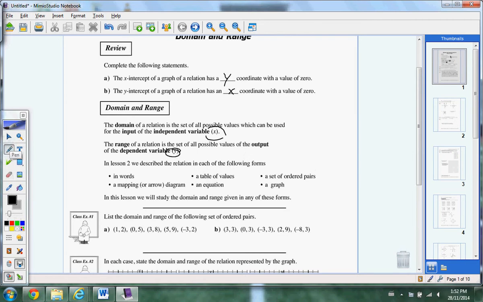Any questions on that? So, again, domain goes with your input, x. Range is your dependent, your output, y. Anything? That's okay, kind of straightforward.